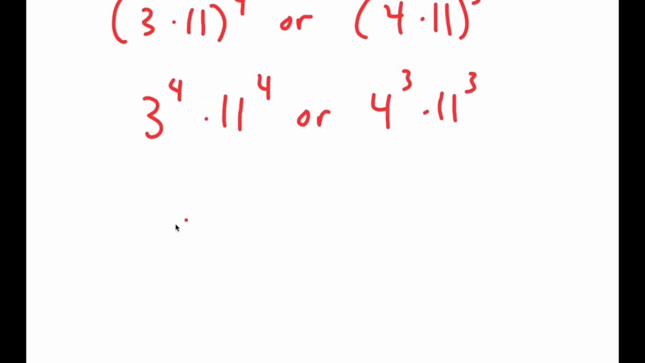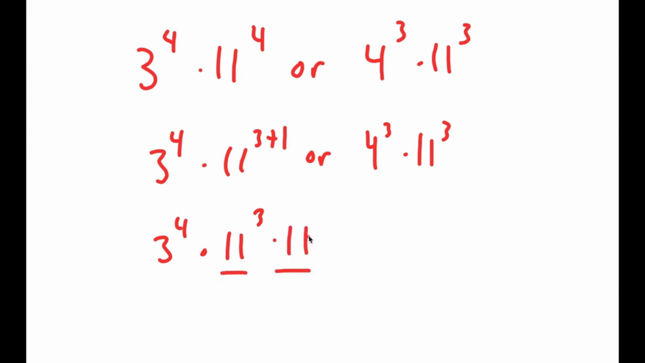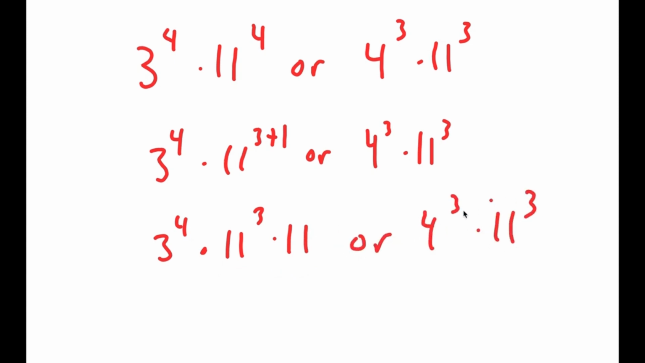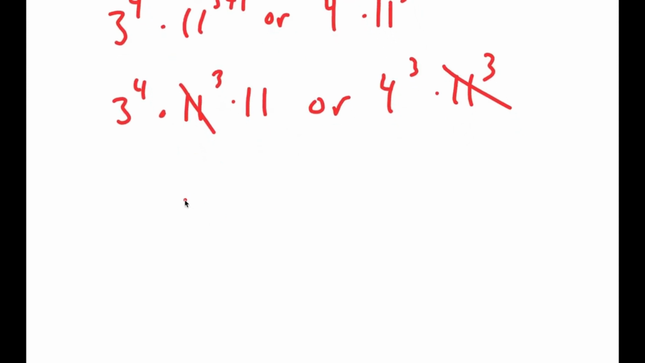Now, 11 to the power of 4, I'm going to rewrite as 11 to the power of 3 plus 1. So now I get 3 to the power of 4 times 11 to the power of 3 times 11, because 11 to the power of 3 plus 1 is equal to 11 to the power of 3 times 11. Or I still have 4 to the power of 3 times 11 to the power of 3. And now we see that 11 to the power of 3 is present in both of these, so we can just cancel it out because it's there for both terms. So I'm just comparing 3 to the power of 4 times 11, or 4 to the power of 3.